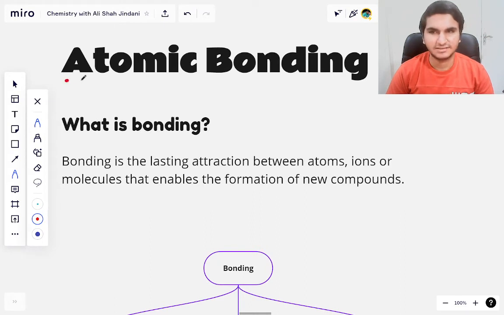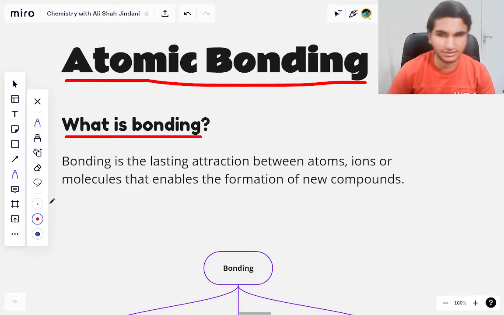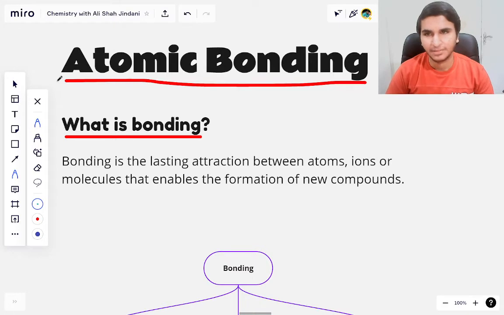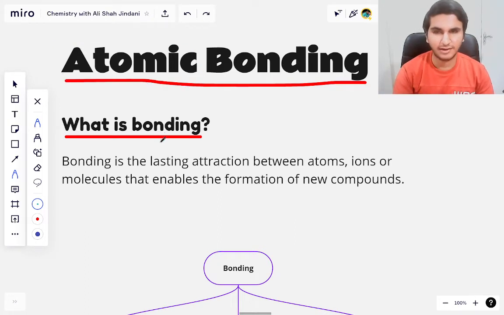So first things first, atomic bonding. This is today's topic. We are first going to discuss what bonding is, because obviously without knowing what bonding is, we cannot know the types of bonding and other information associated with bonding. If you don't know about atoms, you can watch the previous videos. We have covered a ton of information about atoms, and I'm not going to repeat that.